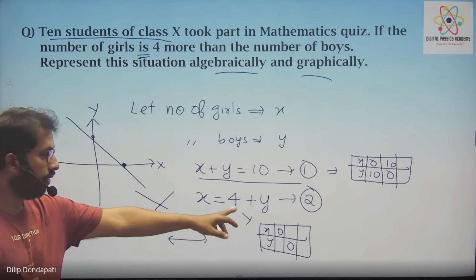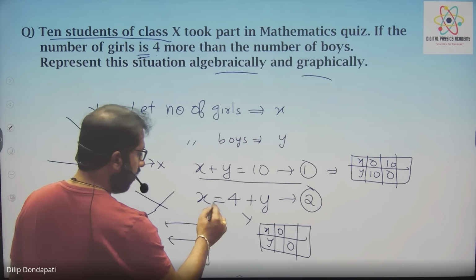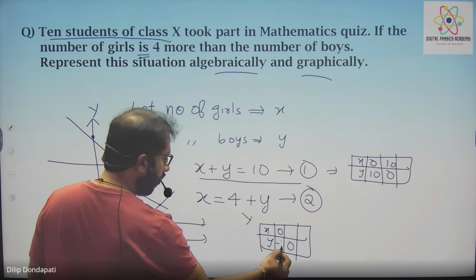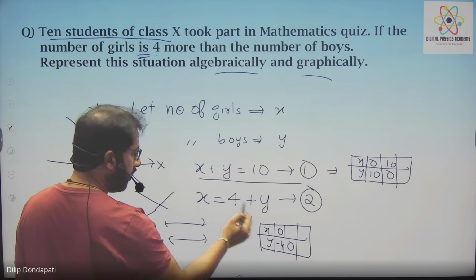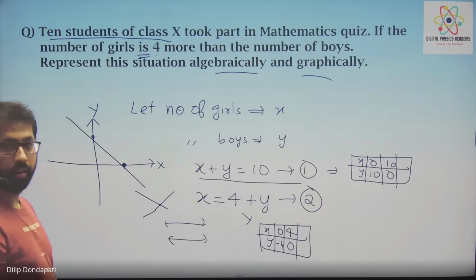Similarly, this also: x equal 0 means y equal to how much? -4, and y equal 0 means x equal to 4. So plot again.